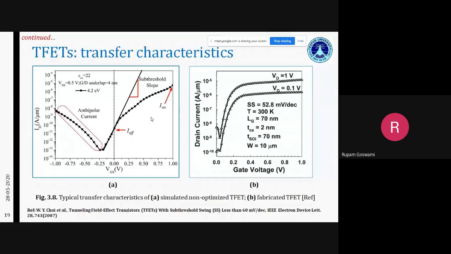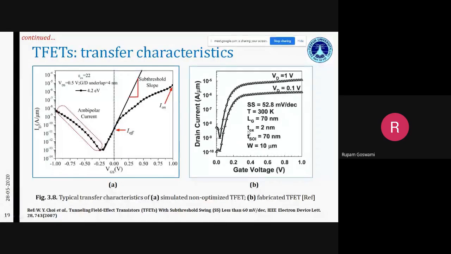Another point is that the MOSFETs have a limit to their subthreshold swing, and this is because of the thermal voltage limit of 60 millivolt per decade. But in TFETs, you usually can have lower subthreshold swings, and researchers have reported lower subthreshold swings in the range of 50 millivolt per decade or 30 millivolt per decade. And some of them, in case of III-V semiconductors like InGaAs, have also reported even lower subthreshold swings. Okay, so these are some of the key points.